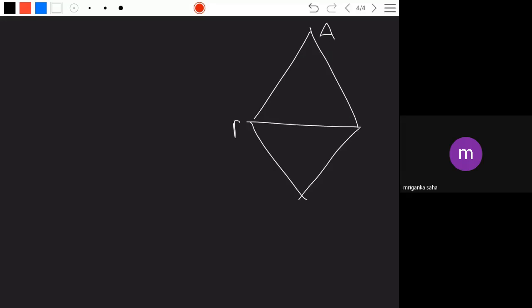Two ways, yes. As Antika said, she wants to prove the two triangles congruent by drawing one line. This is A, B, C, and D. She wants to draw one line here.